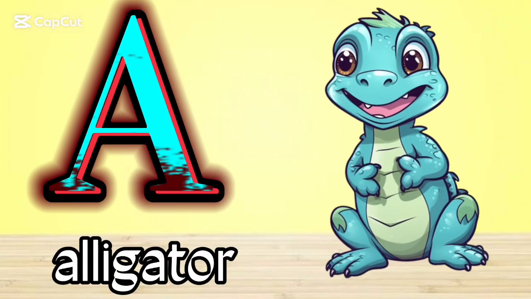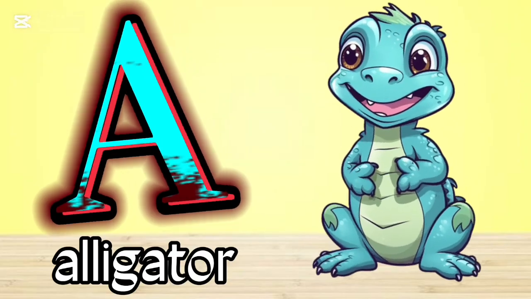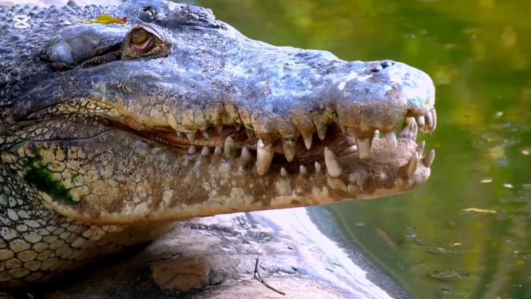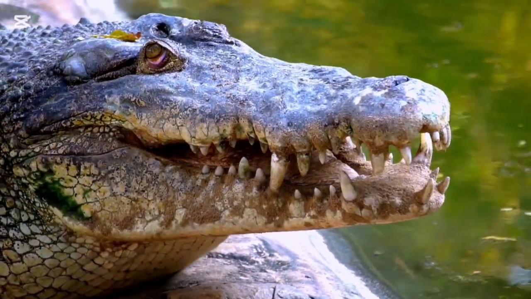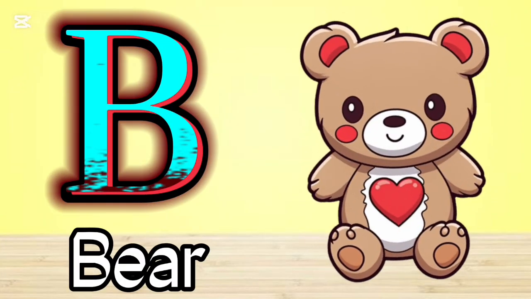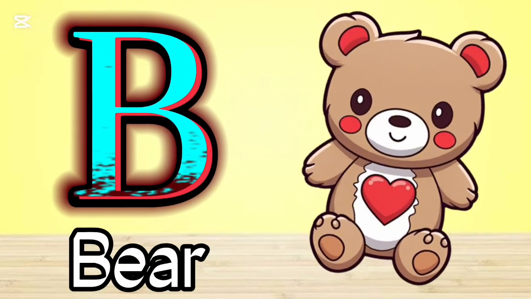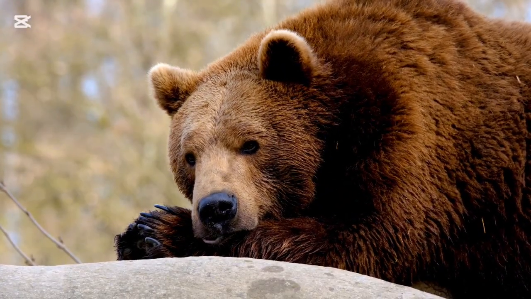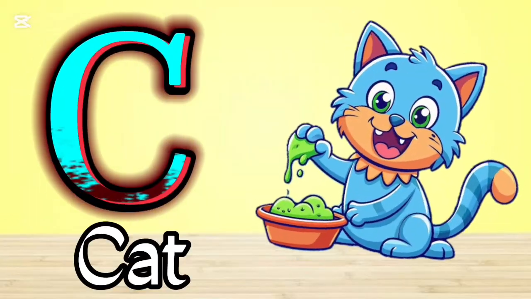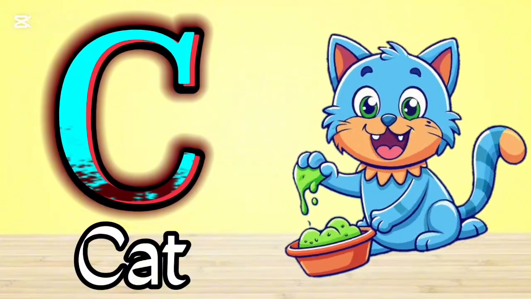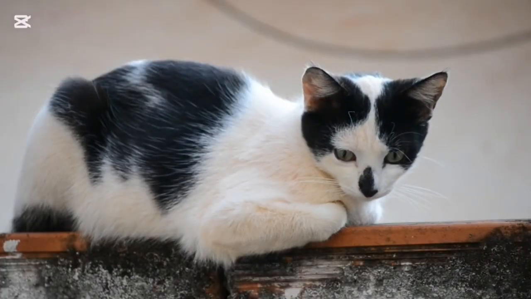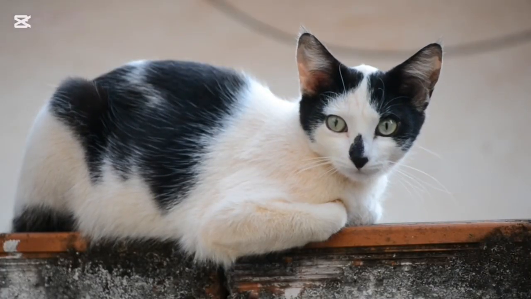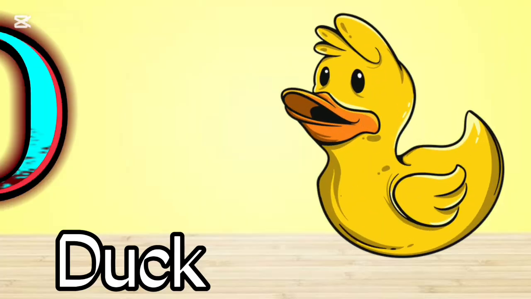A is for alligator. Alligator. A. Alligator. B is for bear. Bear. B. Bear. C is for cat. Cat. C. Cat. D is for duck.